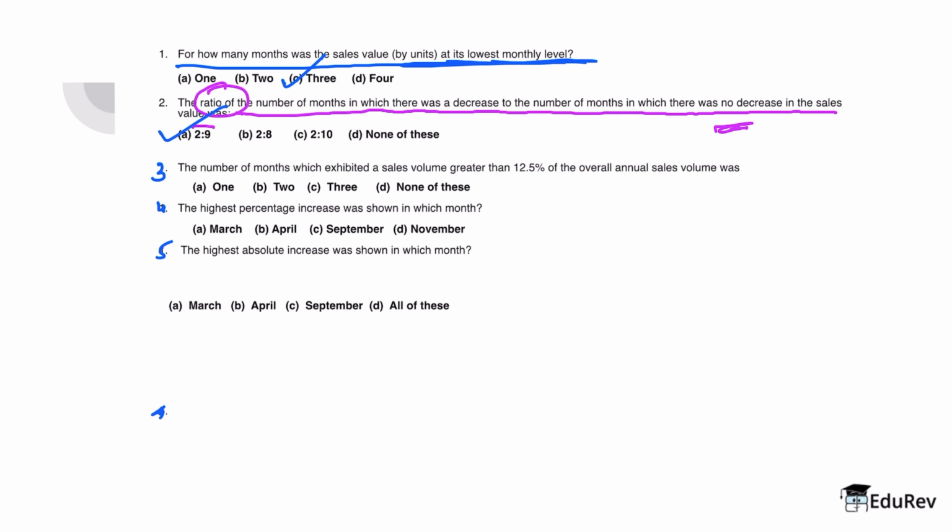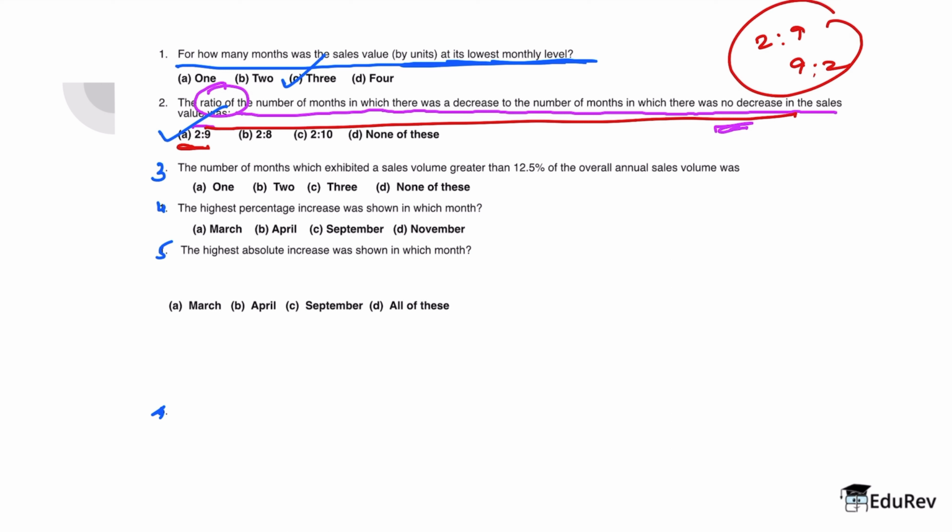Now you have to be very very vigilant here. Why? Because we have to keep the order in mind. Now suppose the question is already given that we have to find the ratio of the number of months in which there was a decrease to the number of months in which there was no decrease. Now suppose my answer is 2:9, but in the options, both 2:9 and 9:2 are given. Then automatically people will get confused. Yaar, what should I mark? So you have to be very very clear what ratio is asked. It's a decrease to no decrease. So decrease is 2, no decrease is 9. So ratio is going to be 2:9. It's not 9:2.